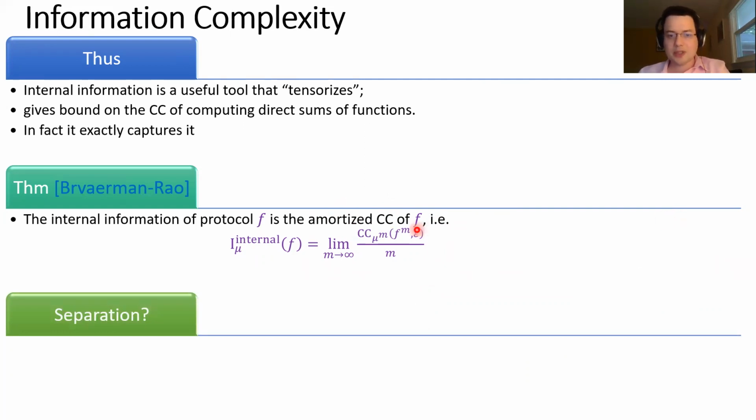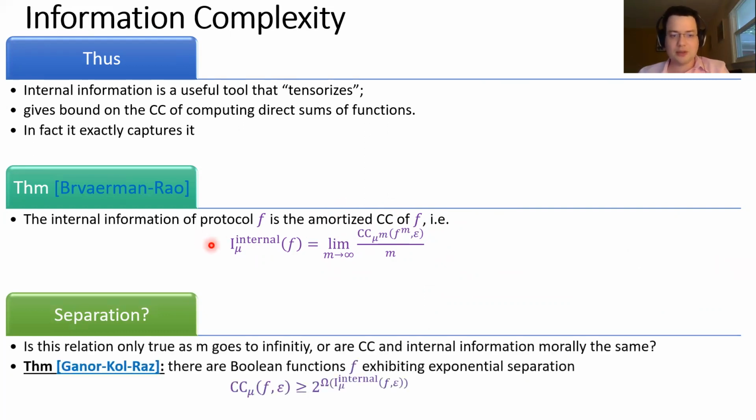There was some hope that actually it's also true for communication, that amortized communication is equal to one-shot communication, which in this language is equivalent to information being equal to communication. Then you would have this relationship true for communication and you wouldn't need information complexity to begin with. But it turns out that this is false.